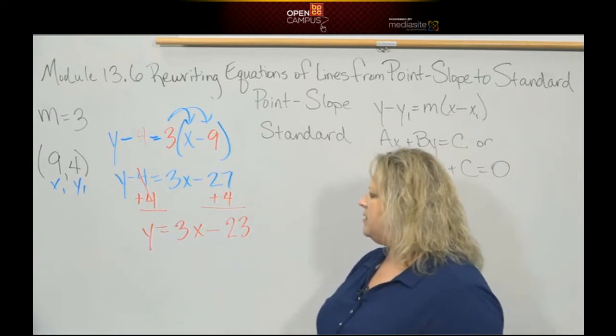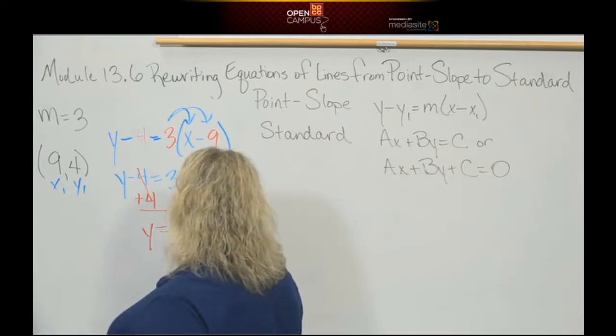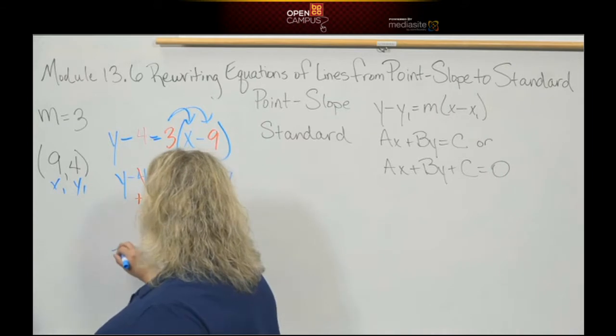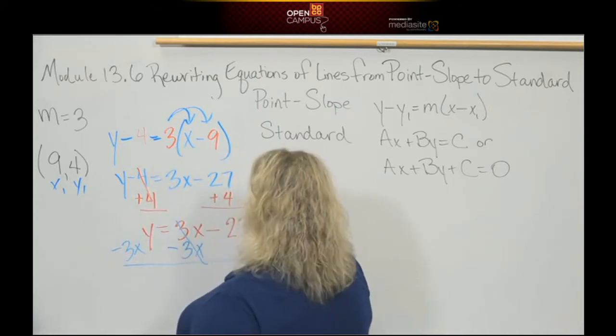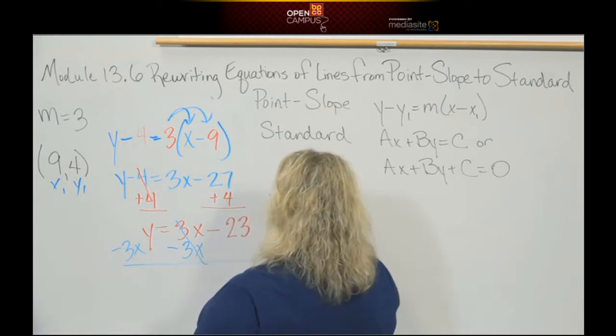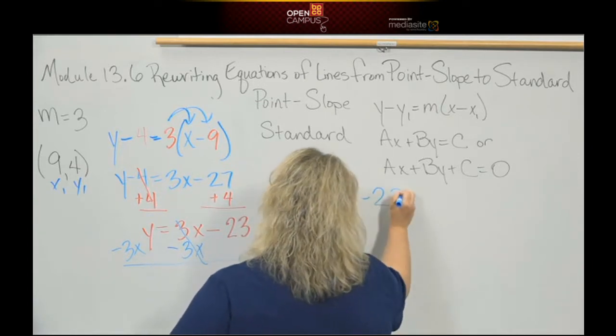But once we get to this step, to do standard form, all I've got to do now is move 3x to the other side. So I'm going to move 3x by doing the opposite, which is subtraction. And when I do that, I get negative 3x plus y is equal to negative 23.